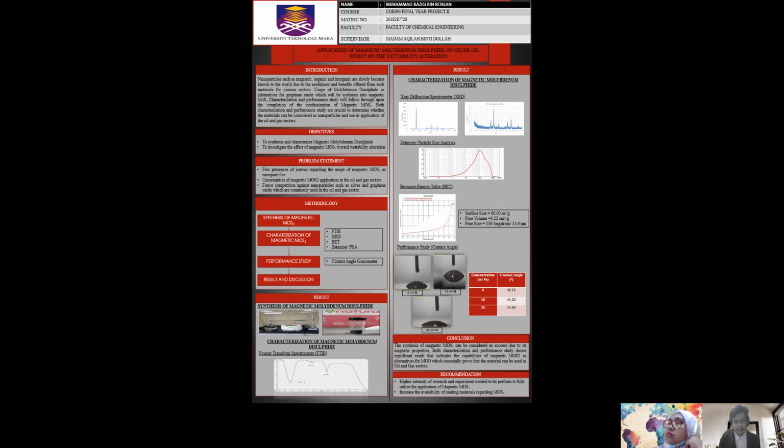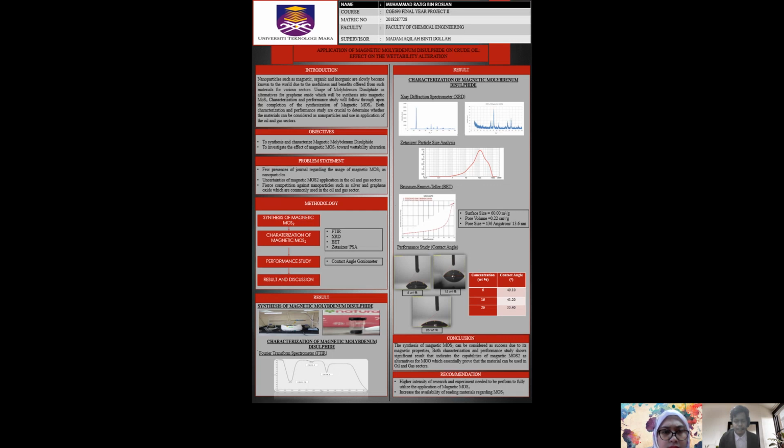As I mentioned before, the objective will be to synthesize and characterize magnetic molybdenum disulfide. This is my first part. The second part, which is the final part, will be to investigate the effect of magnetic MoS2 towards wettability alteration.